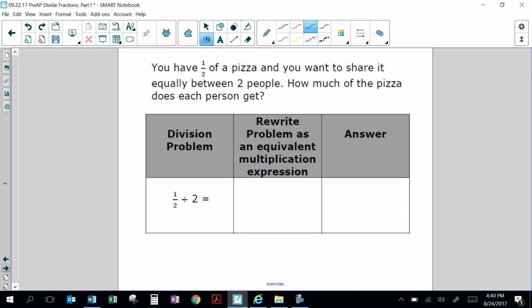You have half of a pizza and you want to share it equally between two people. Each person, I can tell, will get 1/4. But how can I rewrite this division problem as an equivalent multiplication expression? You multiply by the reciprocal. What's the reciprocal of 2? 1/2. 1/2 times 1/2 is 1/4.